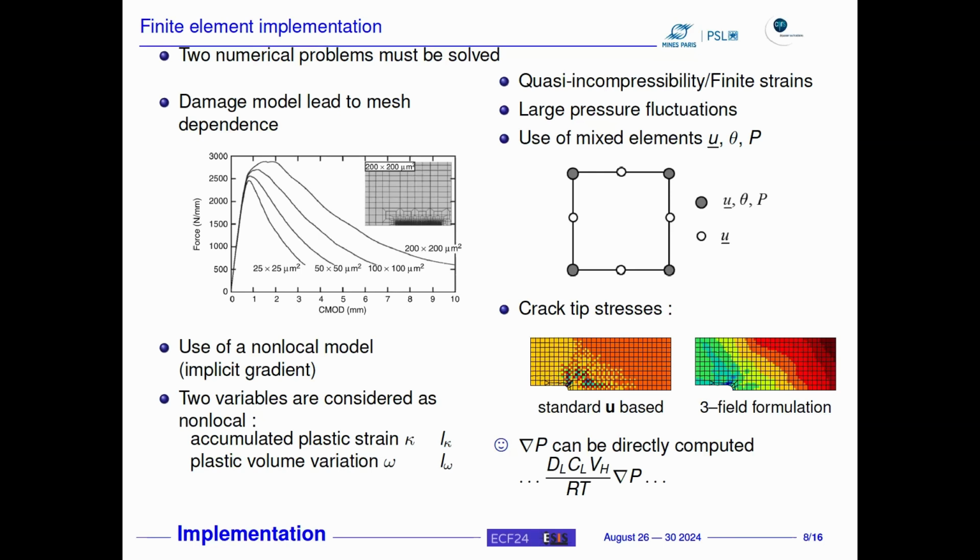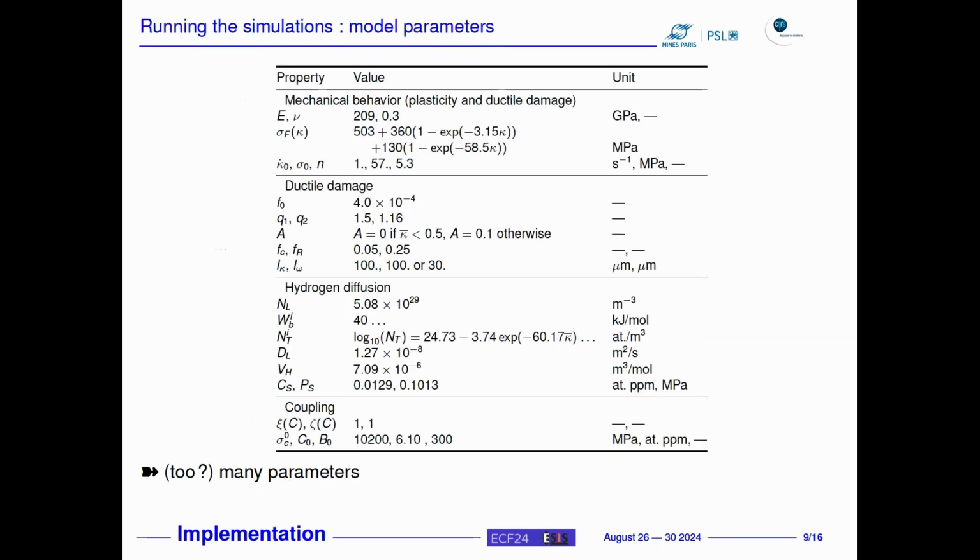Second problem, you can have, in particular at crack tips, and that's a purely numerical issue, very large pressure variation because the pressure is poorly evaluated. So to solve the problem, you can use mixed elements with displacement, volume variation, and pressure. And you go from this checkerboard pattern to this much nicer calculation of the pressure field. One nice thing is that since the pressure is known at nodes of the mesh, then the gradient can be directly computed, and we can input this gradient directly in our diffusion simulation.